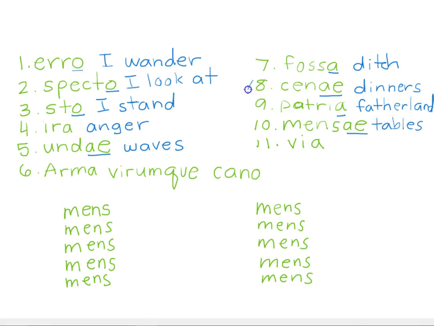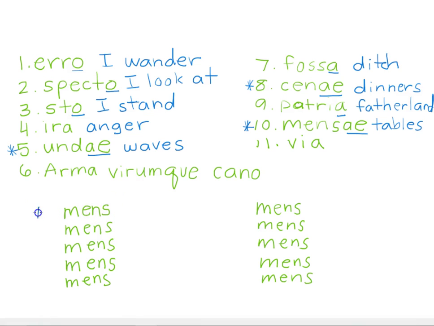So there were tricky ones. Cenae is plural. Mensae is plural. Undae is plural in those three. But if you got dinner and you didn't get the dinners, you're really close. Table, didn't get the tables, you're really close. Wave, you didn't get waves, you're really close. So that's approximating where we're going, and in the weeks to come it'll make a lot more sense.